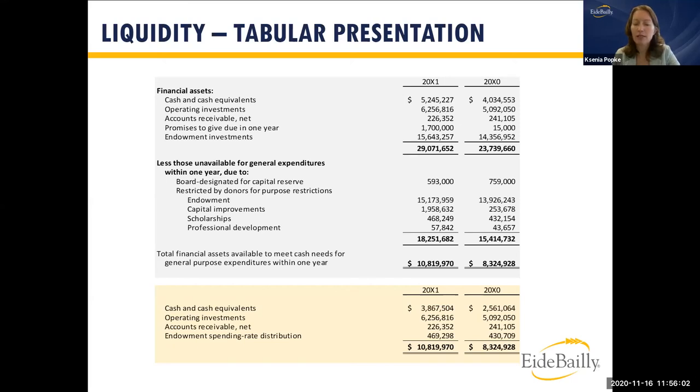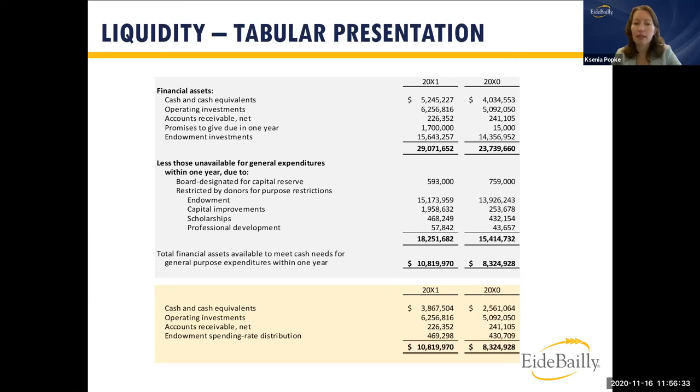And again, two examples, similar numbers, very different presentation. The top portion shows you all financial assets of your organization. So you won't see fixed assets here. You won't see prepaid expenses. So it's not a complete presentation of your balance sheet or statement of financial position. But these are assets appearing on your balance sheet that are financial assets in nature. And those assets are both restricted and unrestricted.